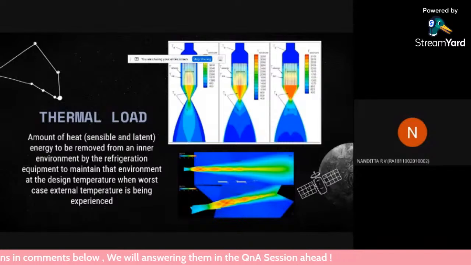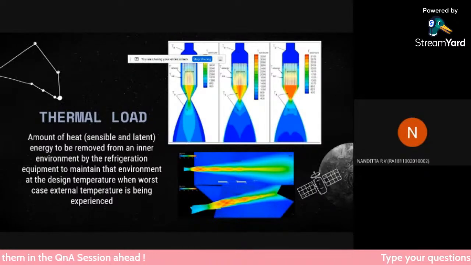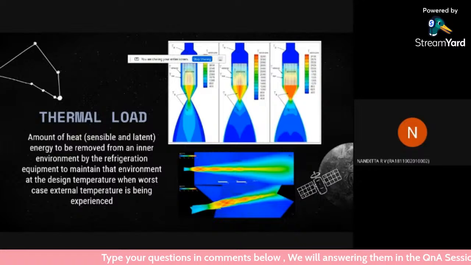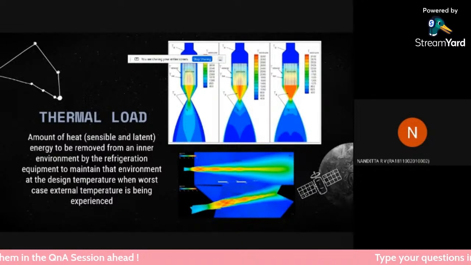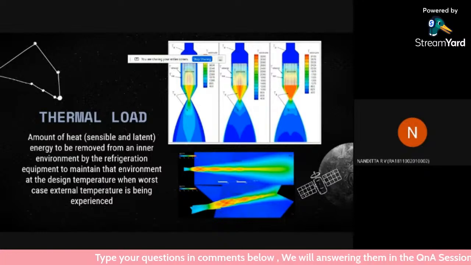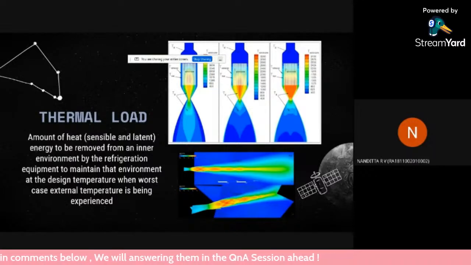So what is sensible and what is latent heat? It is not the same. Sensible heat is the change in temperature of an object without a change in its phase. What are phases? Solid, liquid, and gases. So what is latent heat? Latent heat is the heat required to change phase between solids, liquids, and gases. So in sensible heat, there will not be any phase change, whereas in latent heat, there will be phase change. On the right-hand side, you can see the thermal distributions in the rocket nozzle.